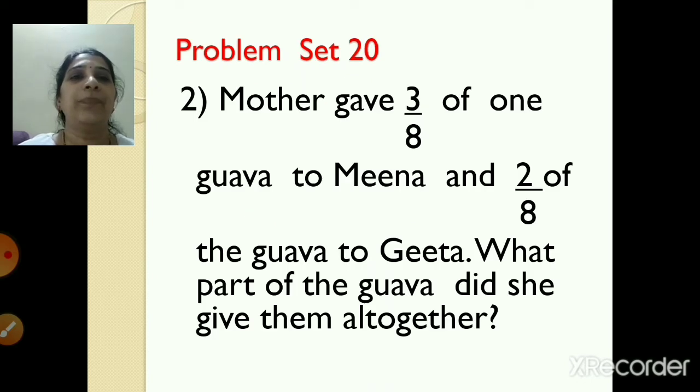So what is the problem? Mother gave 3 by 8 of one guava to Meena and 2 by 8 of the guava to Geeta. What part of the guava did she give them all together? So you have to solve this word problem. 3 by 8 part of the guava was given to Meena and 2 by 8 of the guava was given to Geeta. If you can see children, denominators are the same. All together means we are going to add it. So let's see how to frame the statements.